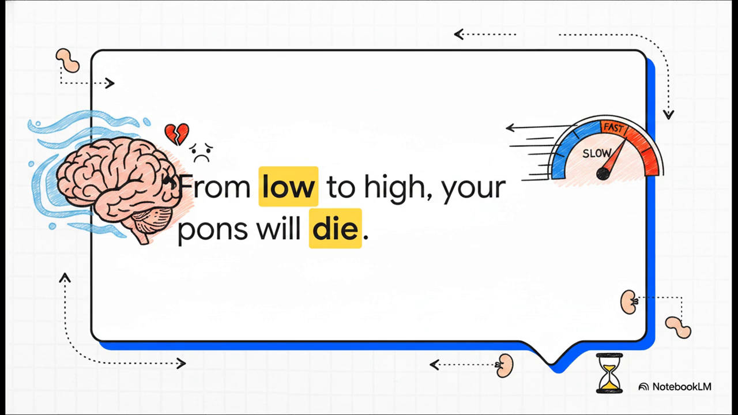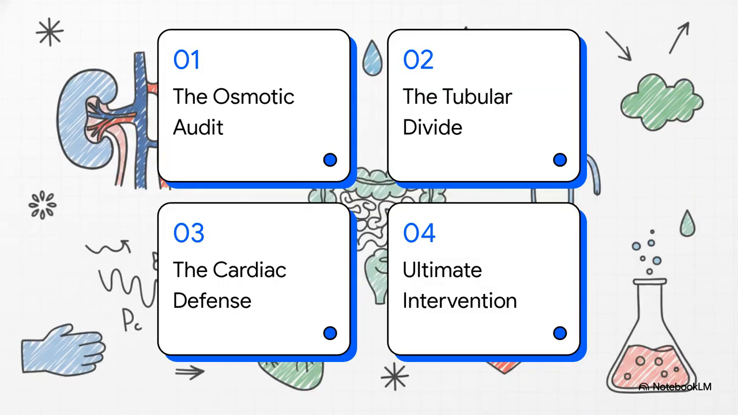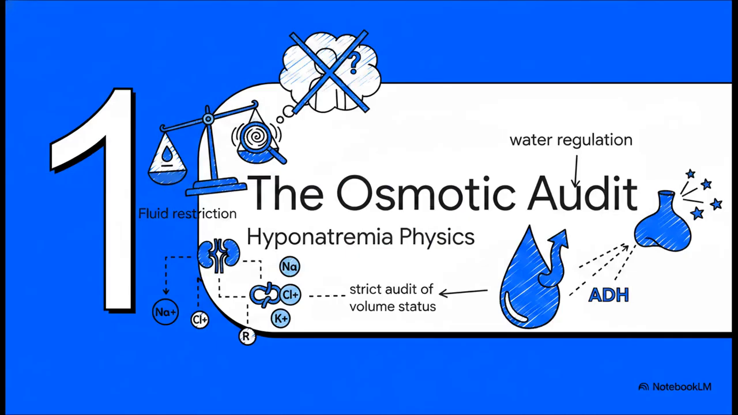So how exactly do we systematically avoid these pitfalls? Well, here's our roadmap for the audit. We'll be hitting 4 key areas: the osmotic audit, the tubular divide, the cardiac defense, and finally, the ultimate intervention. Let's dive right in. Starting with Section 1, the osmotic audit, hyponatremia physics.